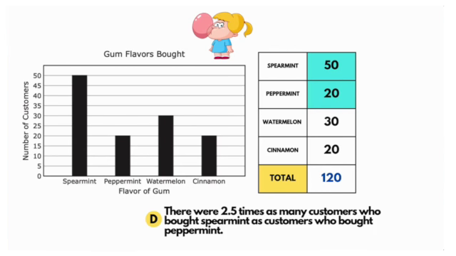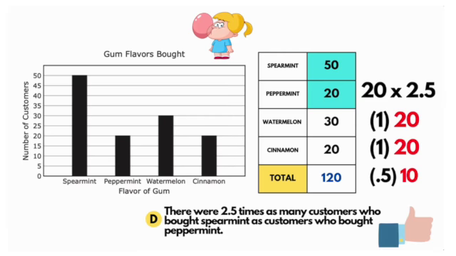And finally, D, there were 2.5 times as many customers who bought spearmint as customers who bought peppermint. So we can take peppermint and multiply it 2.5 times, or take it 2.5 times with repeat addition to figure out if that one works. So we have one group of 20, one group of 20, and half a group is 10. If we add those up, we get 50. It's 2.5 times. It works. If you see, spearmint has 50. So that's all the work there is to do on this one.